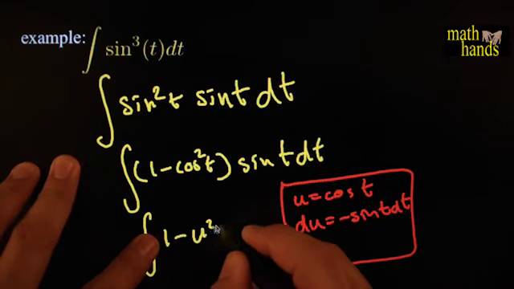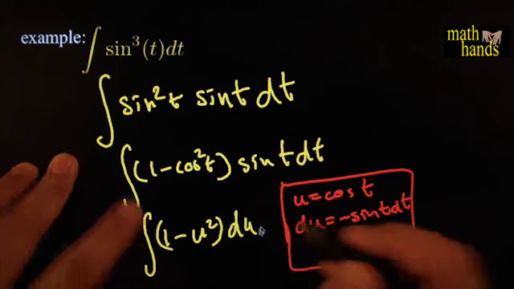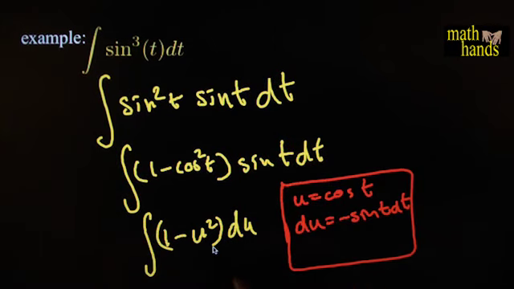1 minus u squared du. I told you, piece of cake now. I'll let you guys finish that. That's boring. Alright, let's go on to a different idea.